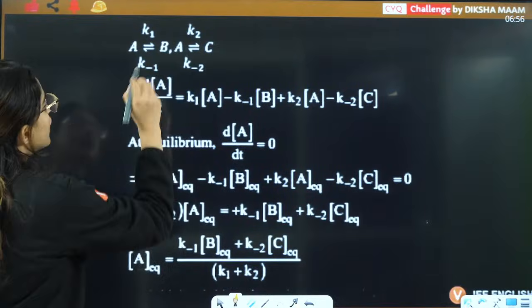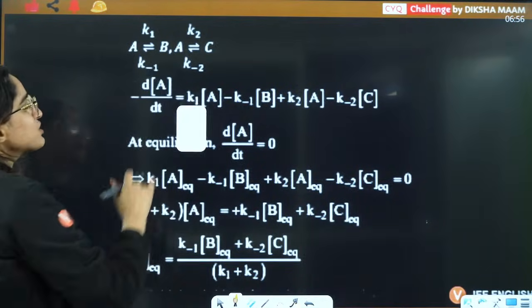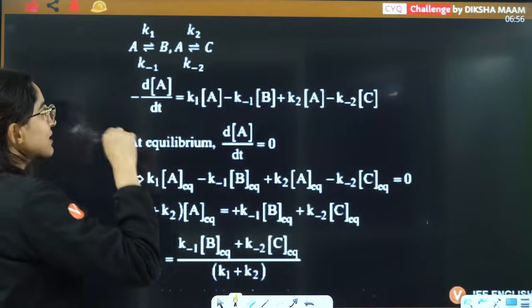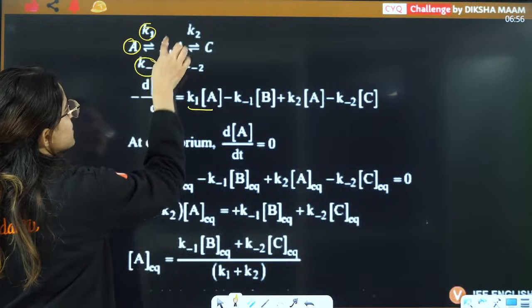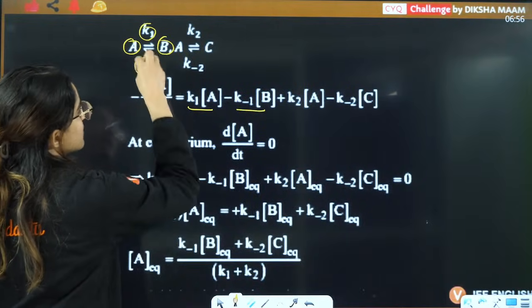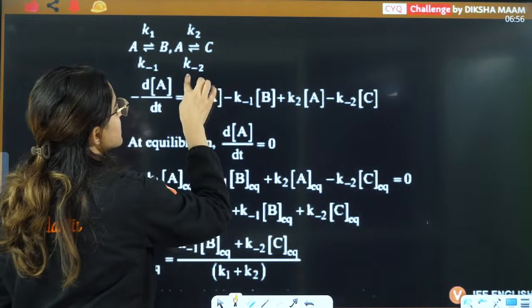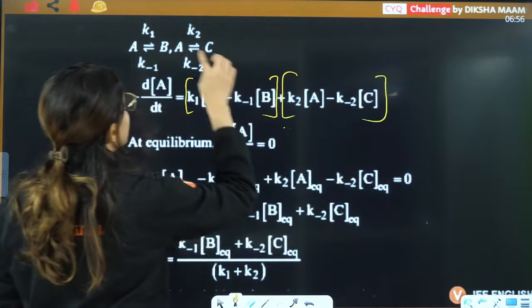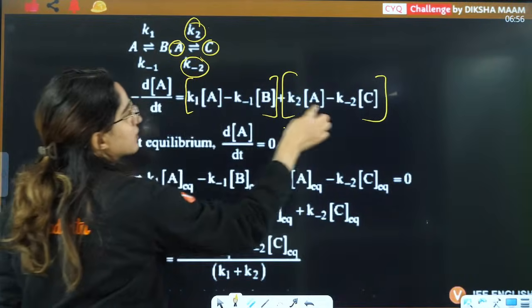So basically, you will write the value of how much the rate is, that is minus dA by dt, which is equal to K1 into A, K minus 1 into B, and this will be subtracted, forward minus backward, right? Then this is from the first reaction. From the second reaction, you will say K2 into A, K minus 2 into C.